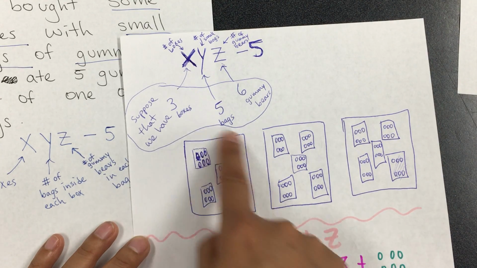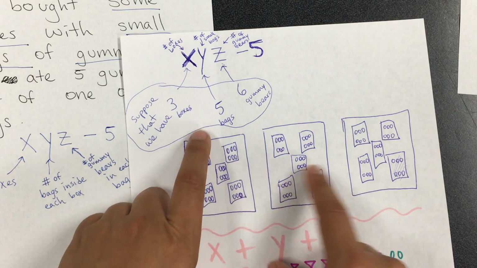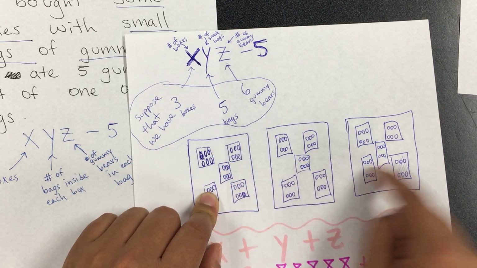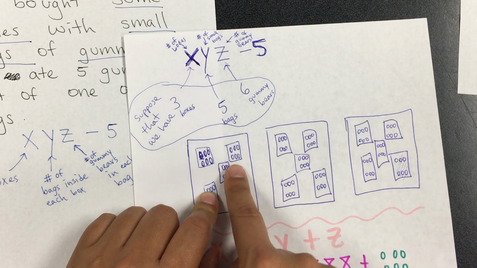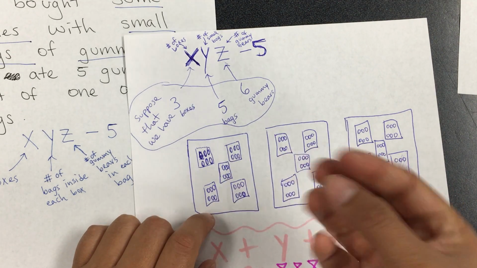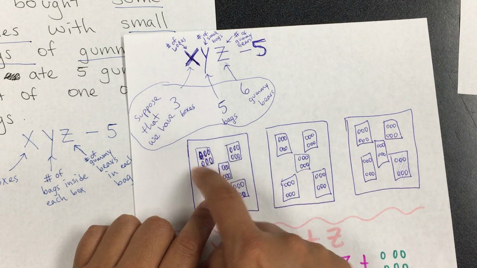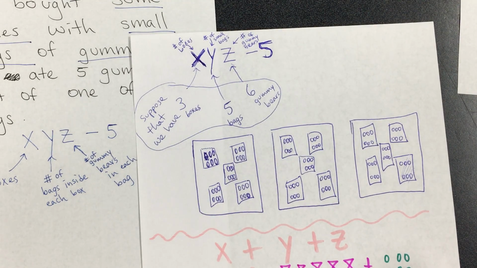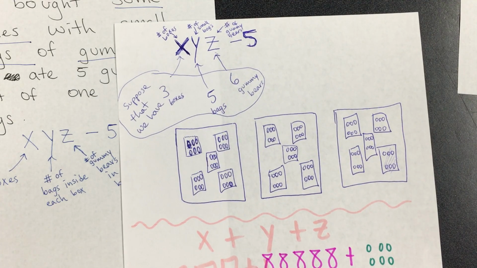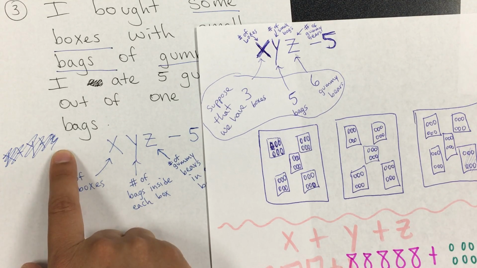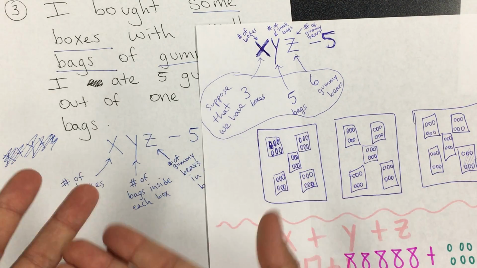So the boxes times however many bags are in each box, that's 3 times 5 is 15. Then 15 times 6, that's going to give me 90 gummy bears. As in here, it was only 14 when you add them. And 14 what? Is it boxes, bags, or gummy bears?